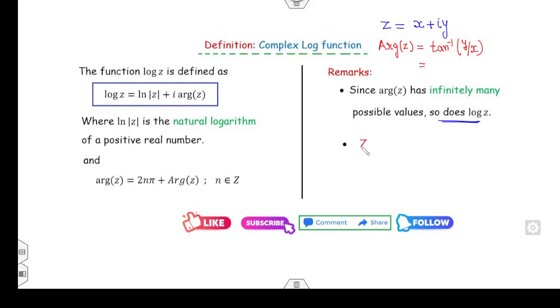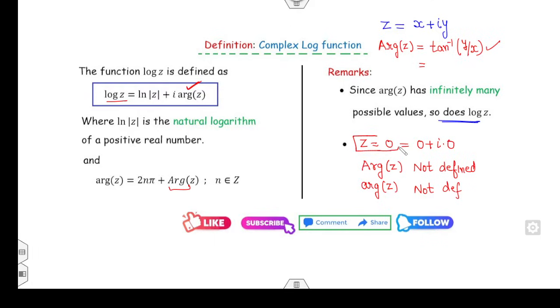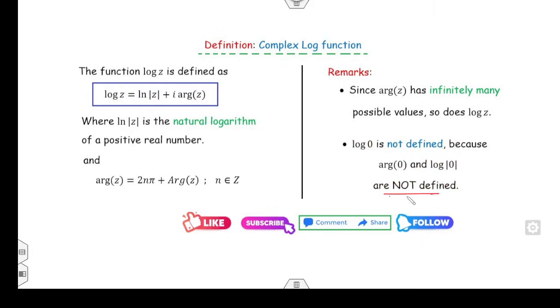But if I choose z to be 0, I can write it as 0 plus iota times 0. So can you define ARG, the argument? Clearly, 0 by 0 is not defined. So once the capital ARG, the principal argument, is not defined, it implies small ARG of z is not defined. Once the small ARG is not defined, the logarithm of z is not defined whenever z is 0.